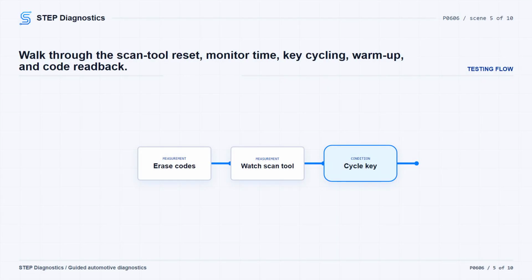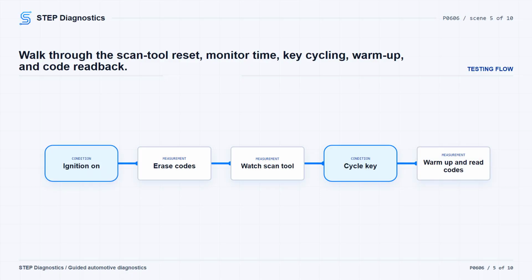Turn the ignition on. Use the scan tool to erase the DTCs, then monitor the scan tool for at least 2 minutes. After that, cycle the ignition off and on several times, leaving the ignition on for at least 10 seconds each time. Start the engine, let it reach operating temperature, then read and record the DTCs.